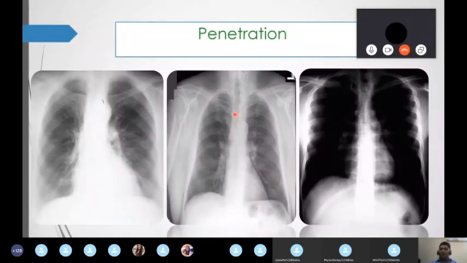Sometimes, the second point, okay, talking about normal exposure: if you're able to see the lung border behind the heart, the medial border of the lung, that is also what you call a normal exposure.